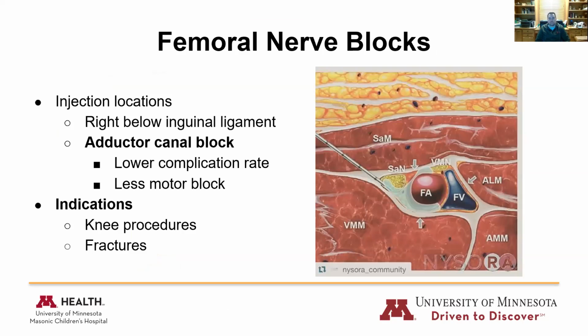Femoral nerve blocks, again, are not super commonly used in children, maybe in adolescents for knee surgeries. The classic approach was to go right below the inguinal ligament, because we have very classic anatomy there, with the nerve on the outside, the artery, and the vein going towards the inside. Now typically we use the adductor canal block, which is a little bit further down the leg.